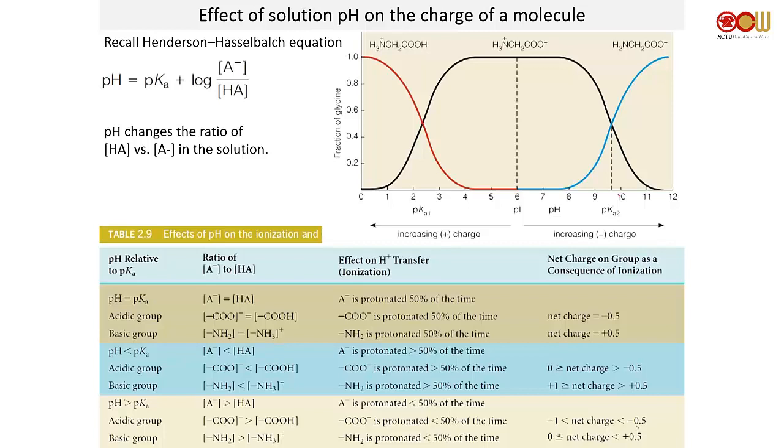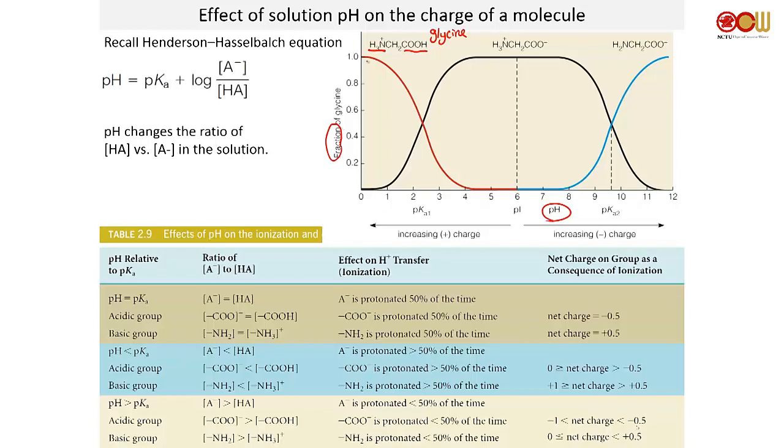So this is, again, still glycine. It's a very simple molecule, has an acidic group, has a basic group. Simple. All right, so on the x-axis, that's the pH. On the y-axis is the fraction of glycine from 0 to 1, with 1 being 100%, 0 being 0% of a particular form of glycine, okay?